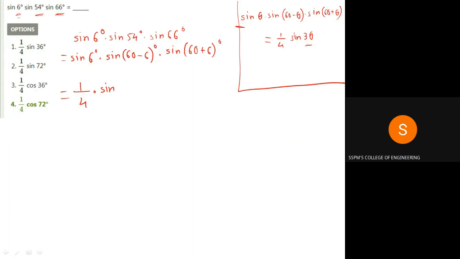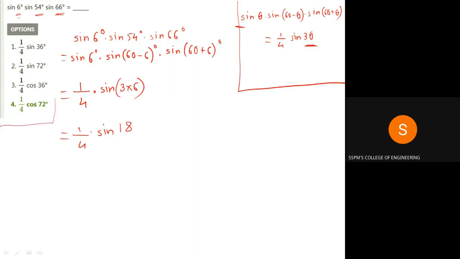Here, what is theta? 6 is the value of theta. So what is 3 theta? 3 into 6 is 18. So it is 1 by 4 sine 18. That is the correct value. Can you see this in the options? No, there is no option for this value.